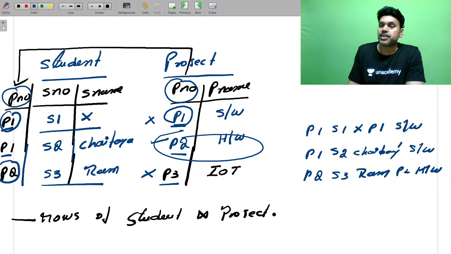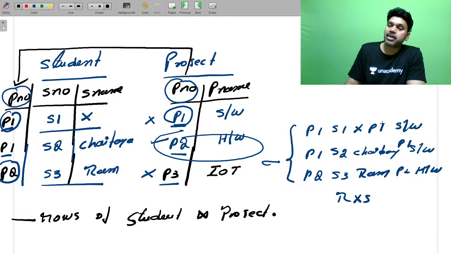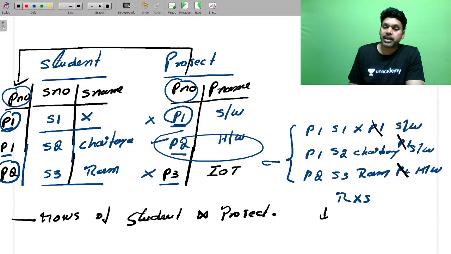So what are you going to do? You got selection. What is the meaning of this? Selection of your R cross S. In that you eliminate duplicate tuples. There are no duplicates here. All are unique, but duplicate columns are there. So remove the duplicate column. Finally, your R natural join S consists of 3 rows.